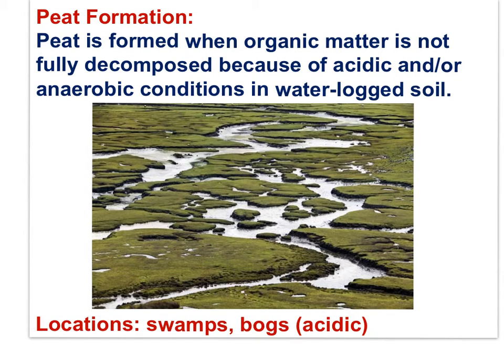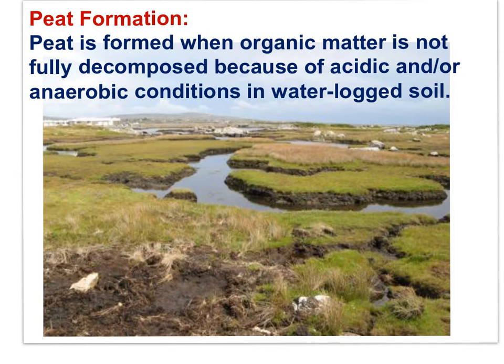Here is a photograph of a peat bog where peat forms. Bogs with peat occur when organic matter is not fully decomposed because of acidic and/or anaerobic conditions in waterlogged soil. The peatland ecosystem is the most efficient carbon sink on the planet because carbon is trapped rather than released, as would occur if the organic matter fully decomposed. The rich organic nature of peat is evident in the foreground with this dark carbon-rich peat seen here.